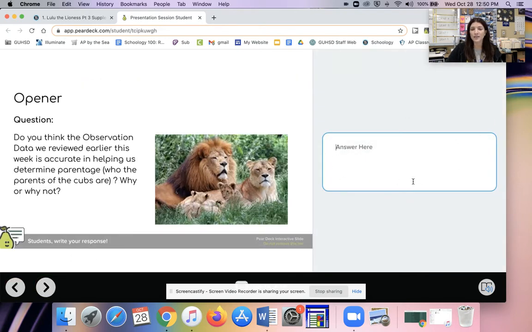If you see anything pop up in the right-hand corner, it means you need to be answering it. So it can either be fill-in or multiple choice, and your question will be on the slide. So here I'm asking you about if you think the observation data that we used in Tuesday, Wednesday was accurate in determining who the parents were. So we were able to come up with who maybe the parents are, but do you think it's actually accurate in telling us who it is?